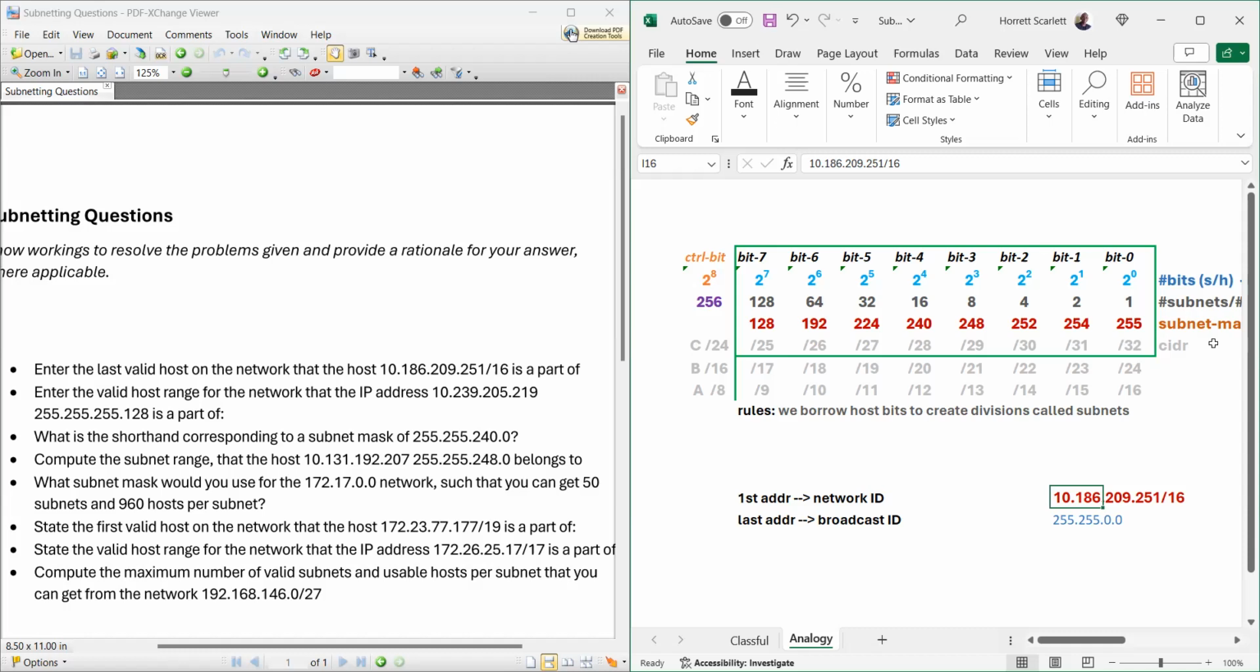But there's going to be times when we want to know distinctly how many bits contribute to the subnet itself. Is that understood? Type U if it is. All right, so most people are saying that they understand. So let's continue.